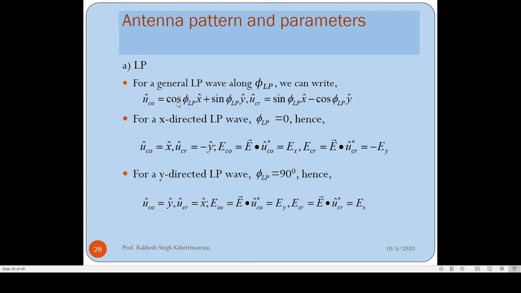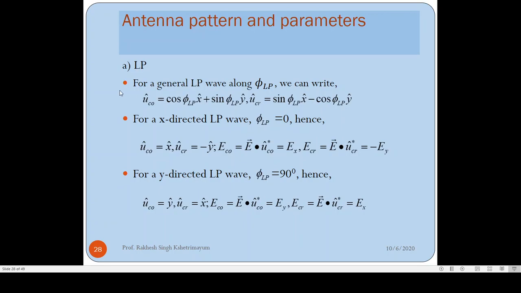When you do the dot product of this with itself, you get 1. Dot product of this with itself, you get 1. But the cross dot product, you will get 0. So you can easily verify that for the dot product of this and the complex conjugate of this, you get 0. Let us make a major simplification here.